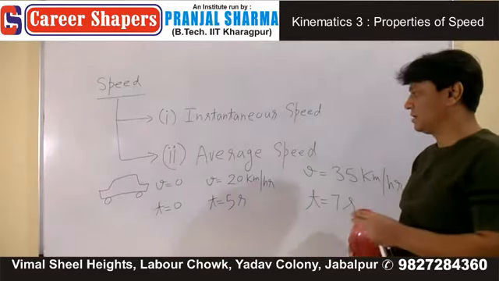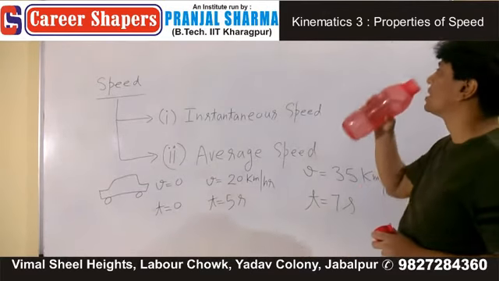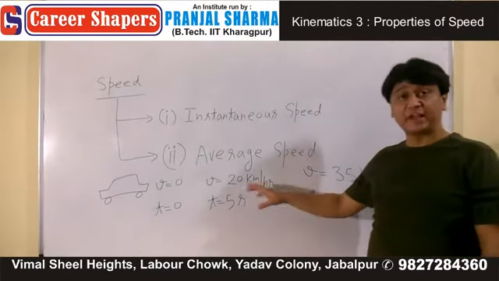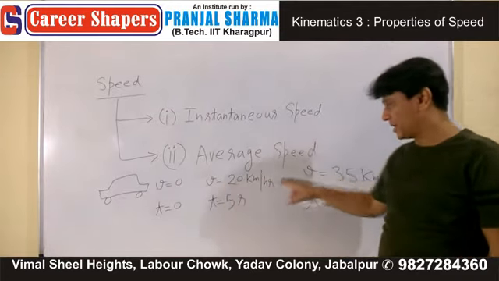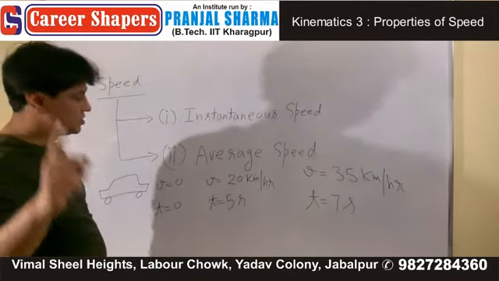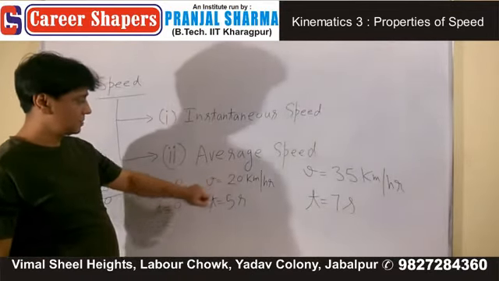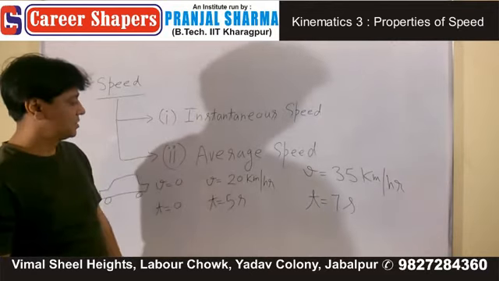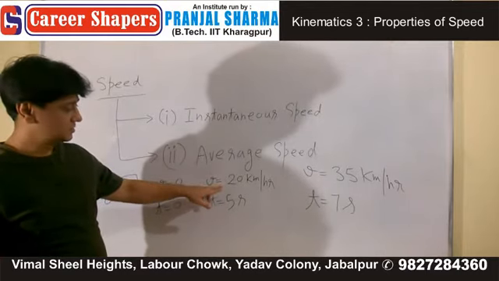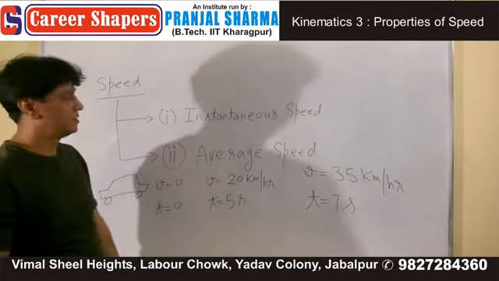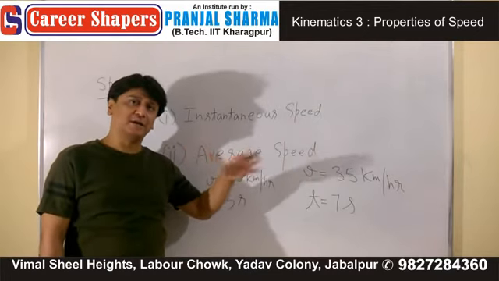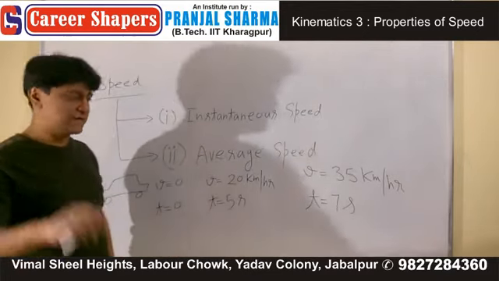Write down the statement. For the given data, instantaneous speed at 5 seconds is 20 kilometers per hour. Although the whole thing is clear, we are still writing the statement so that later on when you revise, you understand the whole part easily.